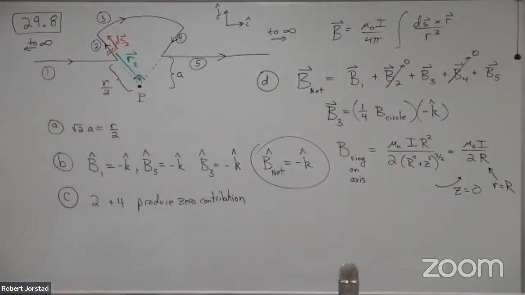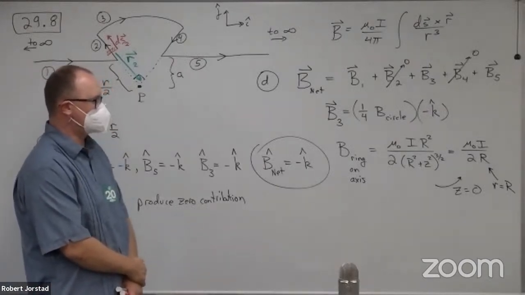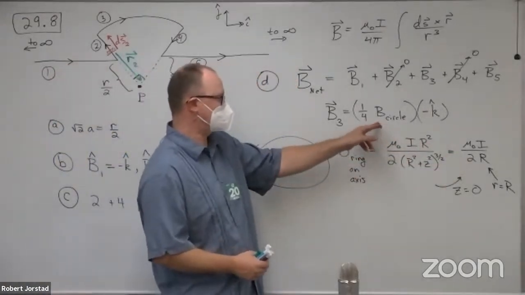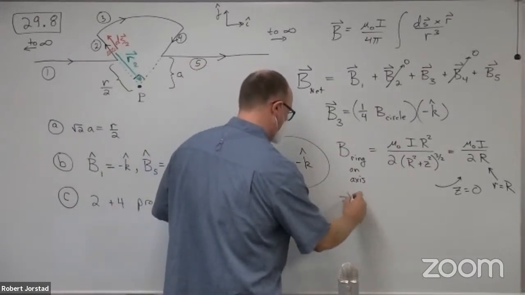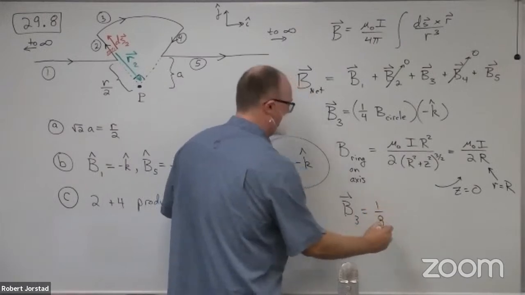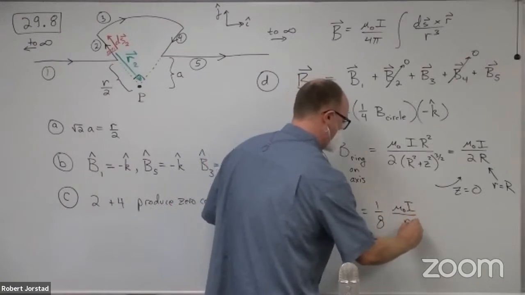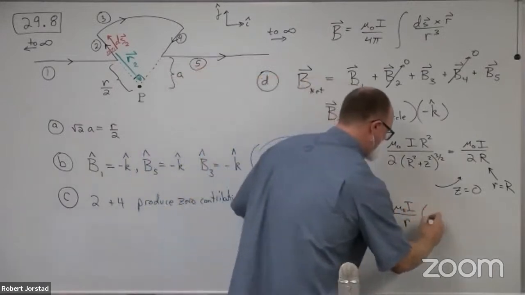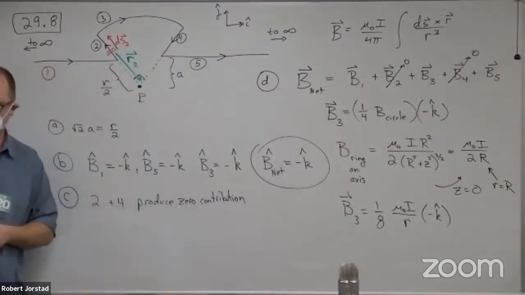Is that good? All right. So I think we could just plug this into here, and don't you get 1/8 mu naught I over R for B3? Because I got a 1/4 here, and then there's a negative k-hat. So far, so good.